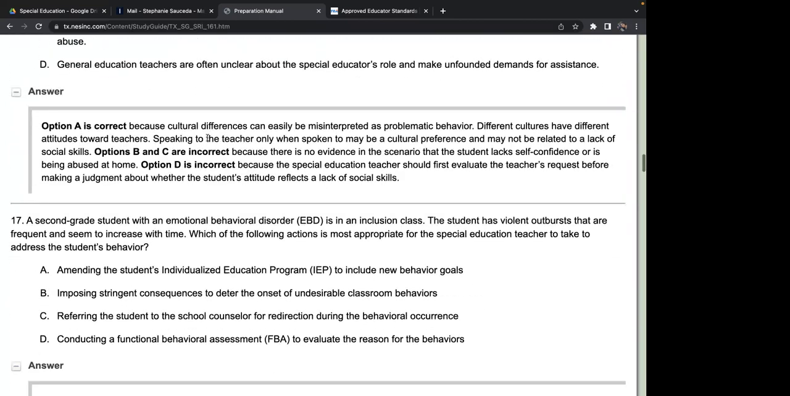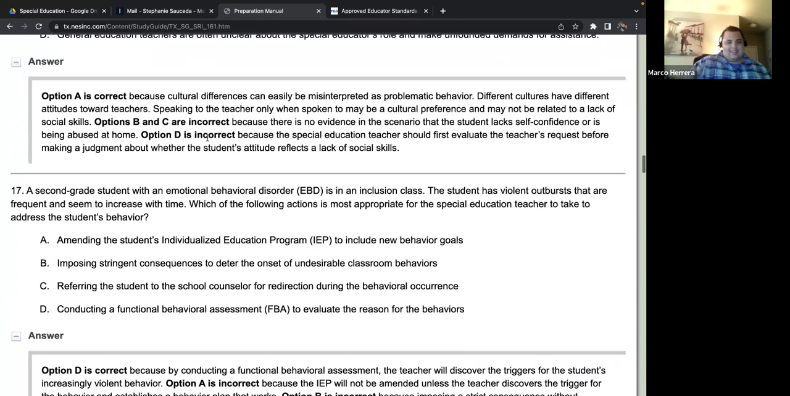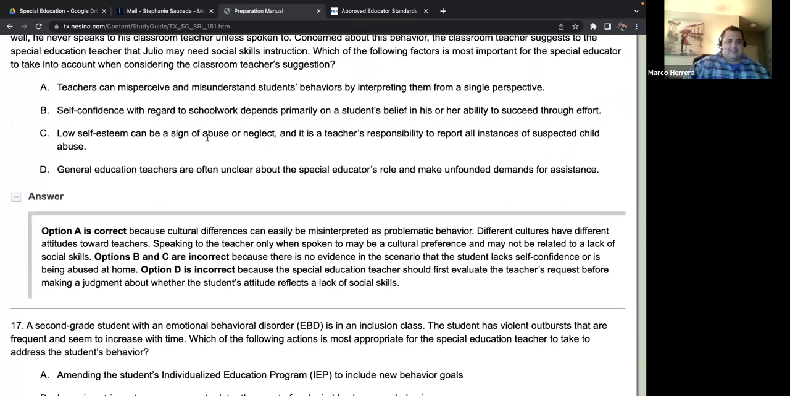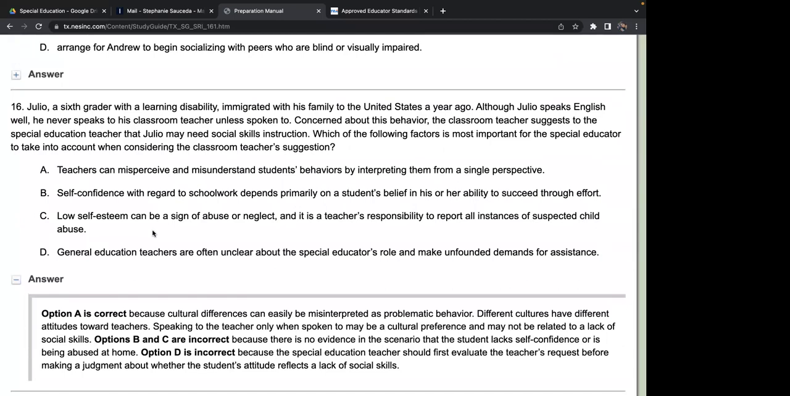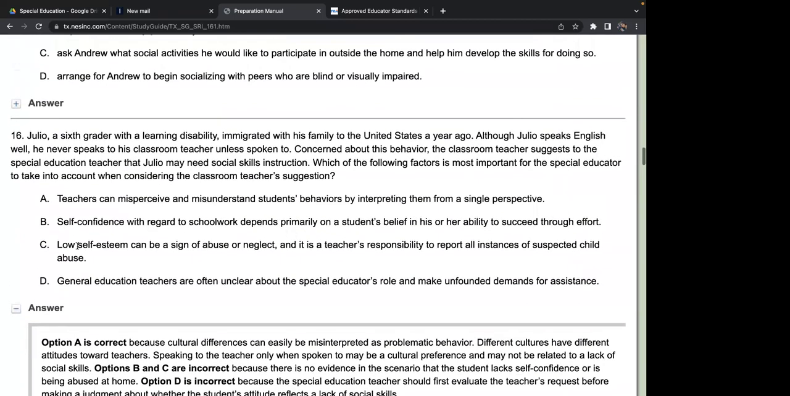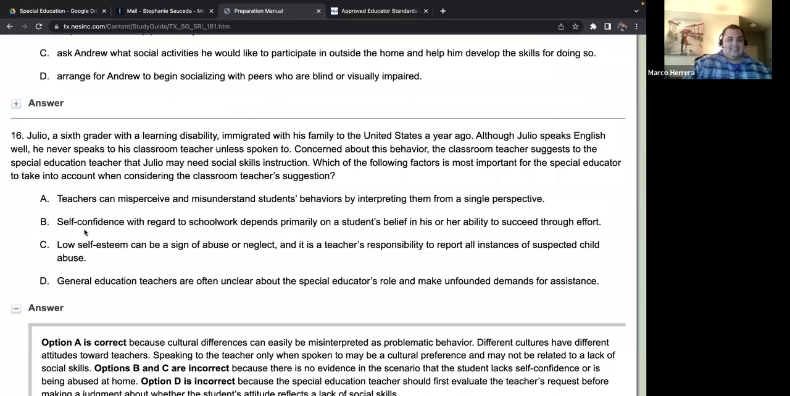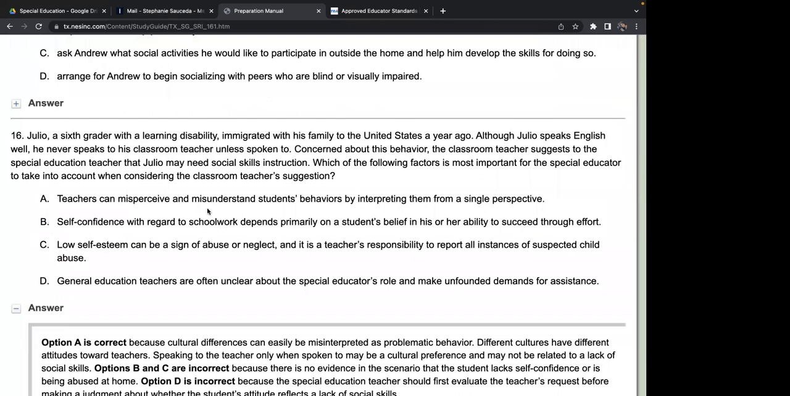Okay. When I looked at answer C, I thought, wow. Low self-esteem can be a sign of abuse and neglect. They didn't say anything about that. A lot of people choose B, self-confidence with regard to schoolwork, but they're not even talking about schoolwork in this scenario. Yeah, exactly.